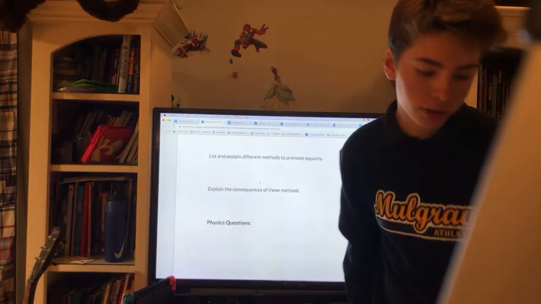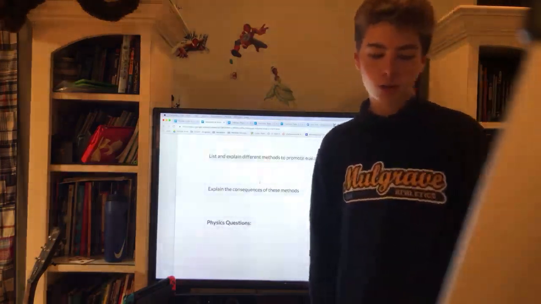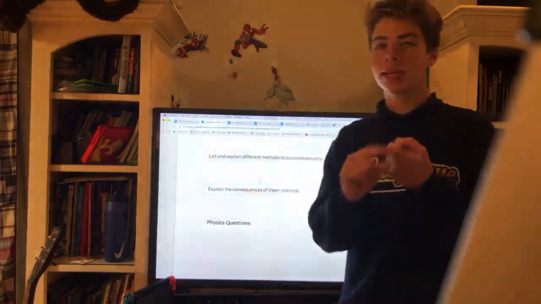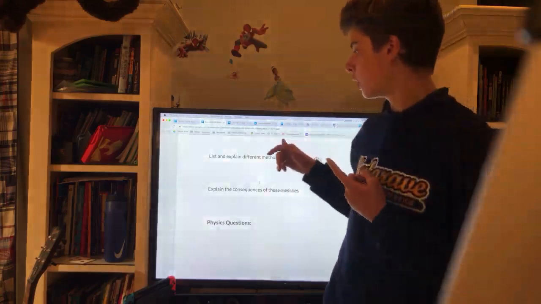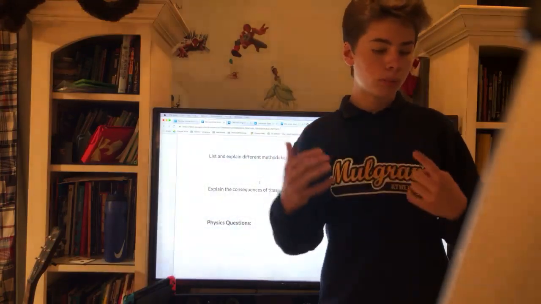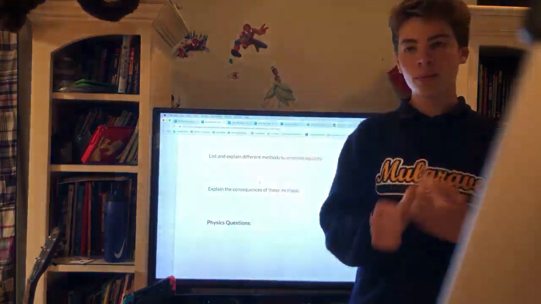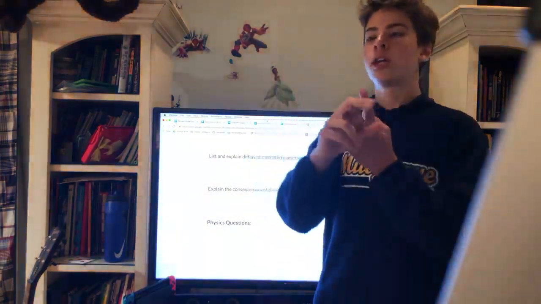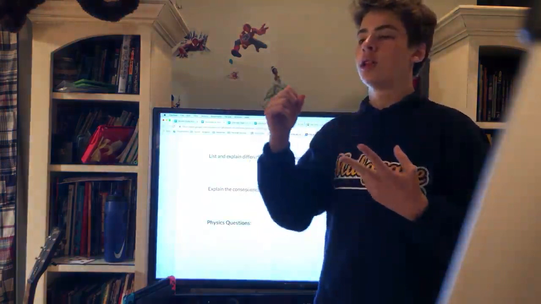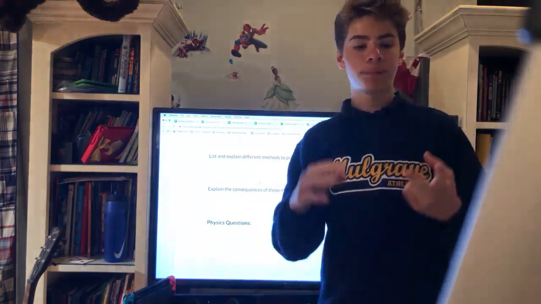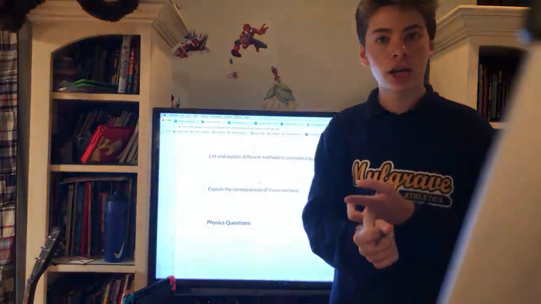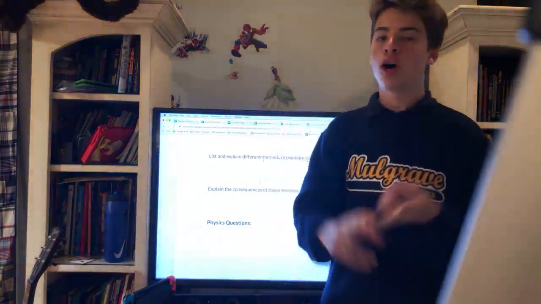So, explain different methods to promote equality. Very, very simple. The government can give money to unequal people or poor people with low income. They can just give them money. That's called a transfer payment. They can also give merit goods for free, such as healthcare, schools, all that type of stuff.